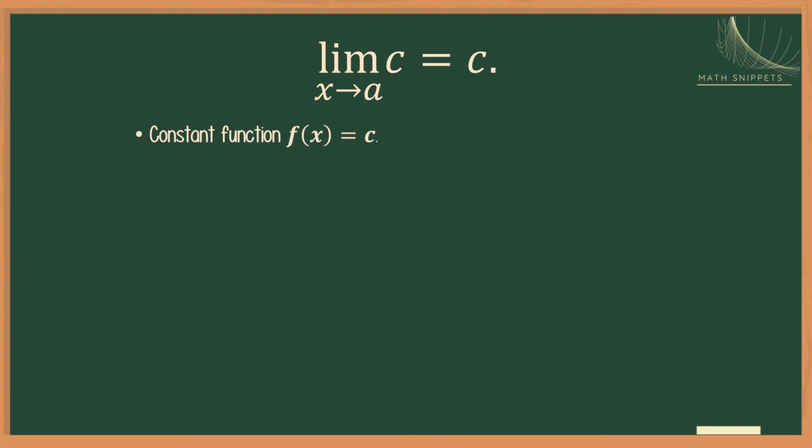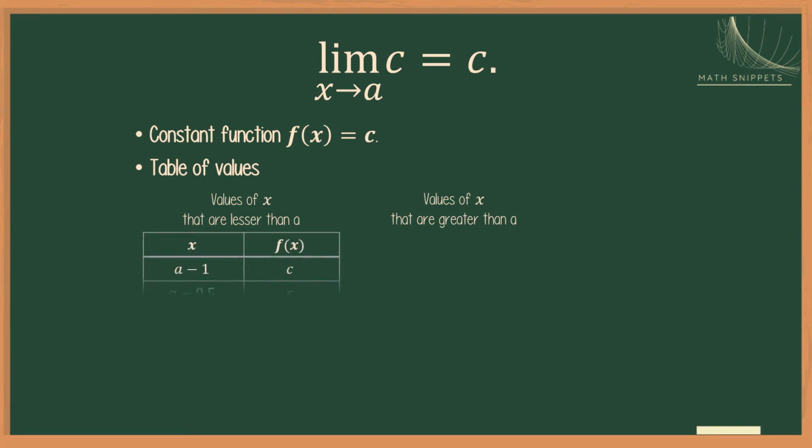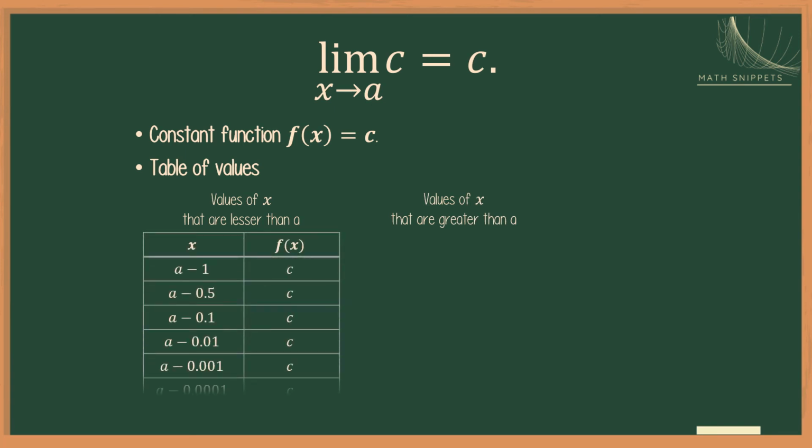The other theorem is a constant function, meaning whatever the value of x is, your y will always be fixed. So for this case, our y is equal to c. Again, let's look at the table of values, from the left and from the right. If you observe from the left, as we move the values from a minus 1 up to a minus 0.001, meaning we move the values from the left, getting closer to a, our function values never change. It was always equal to c.